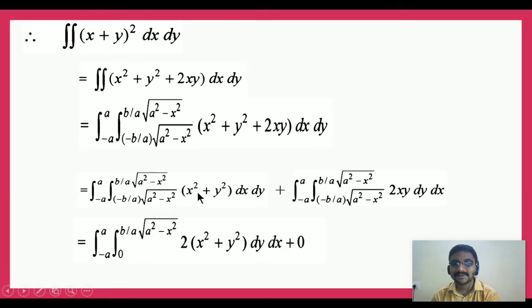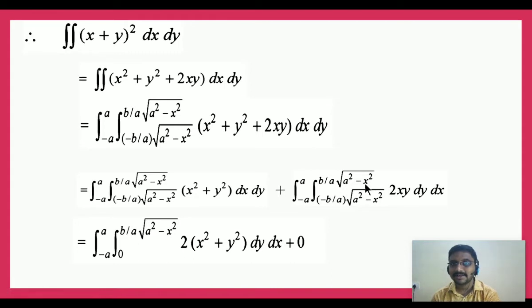x square is constant, but y square is an even function, so the inner integral limits can be written as 2 into 0 to b by a root of a square minus x square. But while integrating with respect to y, 2x is kept as constant, and single y is an odd function.